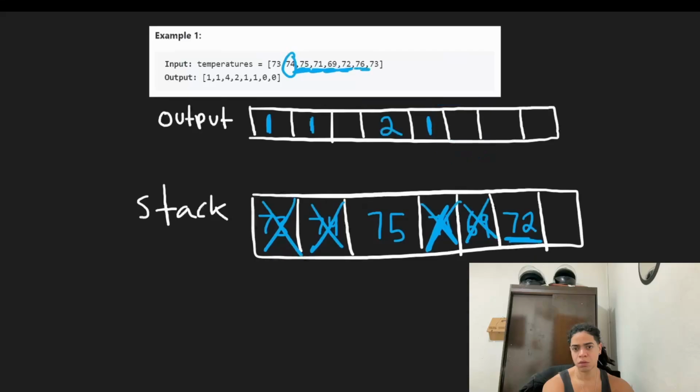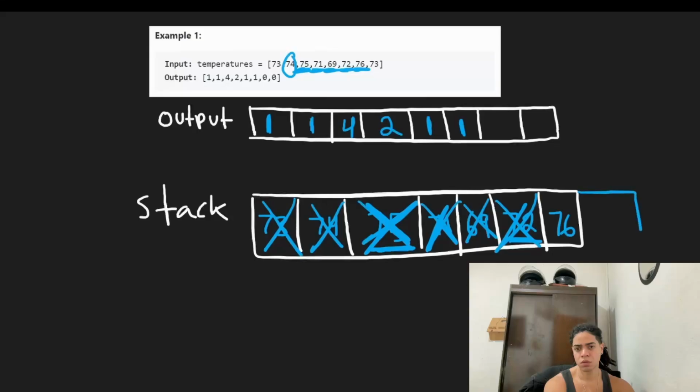Next, we get 76 and compare it to the top of our stack. So 76 is greater than 72. We pop 72. The number of days it took us was just 1 day, so we can add a 1 for 72, and then we look at the next top of our stack. Yes, we finally found a temperature greater than 75. It took us 1, 2, 3, 4 days to do that, so we can add a 4 in the output in the corresponding position over here. And we can pop 75 from our stack.